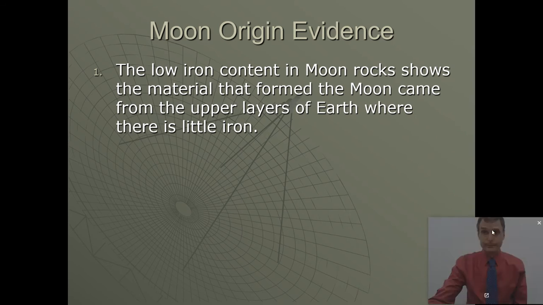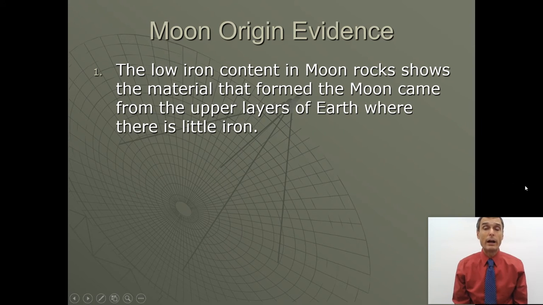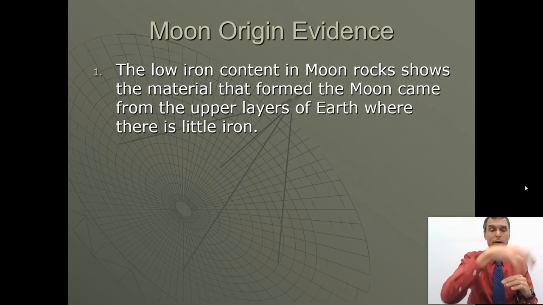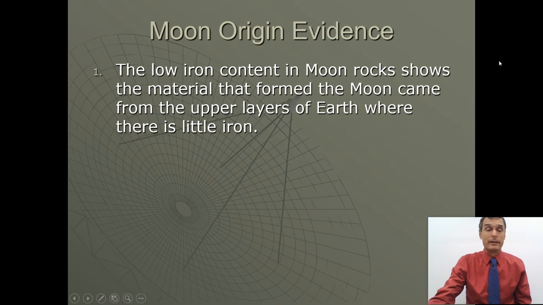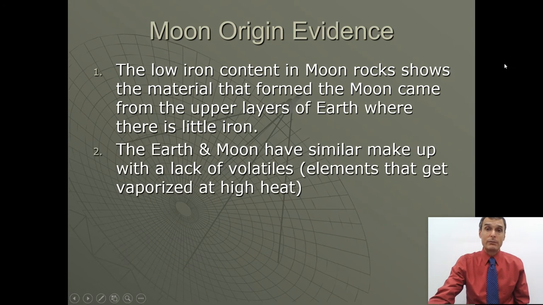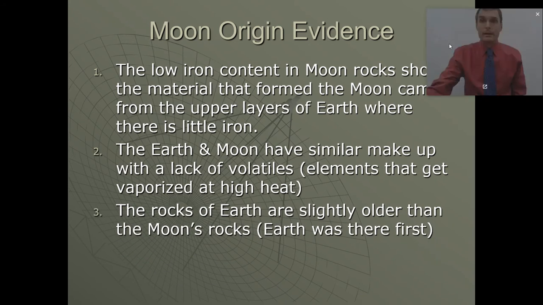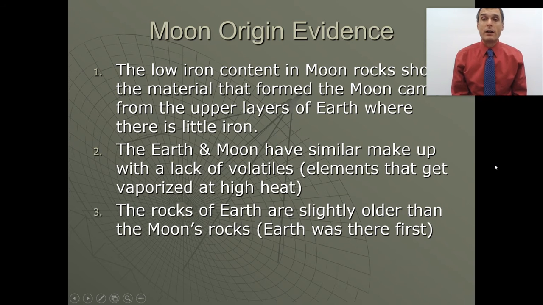First off, they found a low iron content in the moon rocks, which shows us when that impact happened, it sheared off the top layer of the Earth that became part of the moon, as well as what was left over from Theia. And there wasn't a lot of iron in that. And there isn't a lot of iron in the moon rocks. Second, we found that they have a similar makeup, the Earth and the moon, but they lack elements called volatiles that would be vaporized at high heat when there was an impact. The third thing here is that the rocks on the Earth are slightly older than the rocks on the moon, which means the Earth had to be here first.